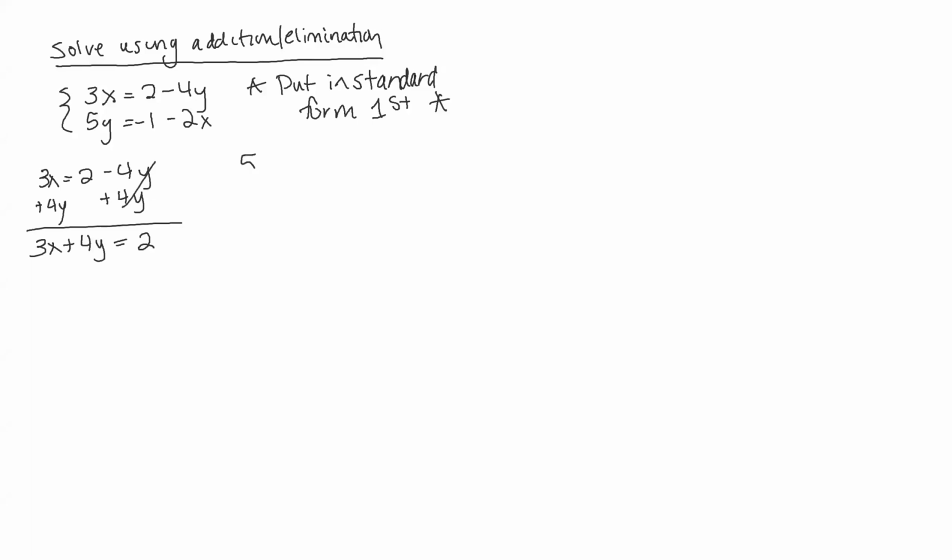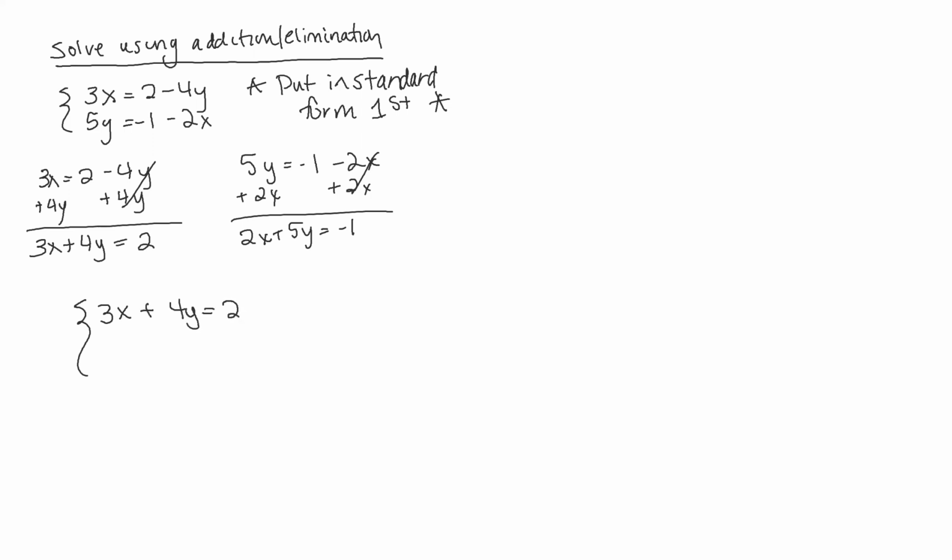For the second equation, we have 5y equals -1 minus 2x. I'm going to add 2x to both sides. That's going to give me 2x plus 5y equals -1. -2x plus 2x becomes 0. So my new system, even though it's the exact same equations, looks a little different. So my new system is going to look like 3x plus 4y equals 2. Second equation is going to be 2x plus 5y equals -1.